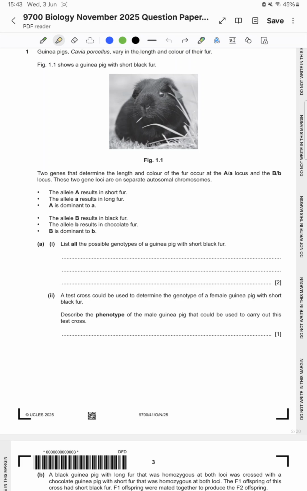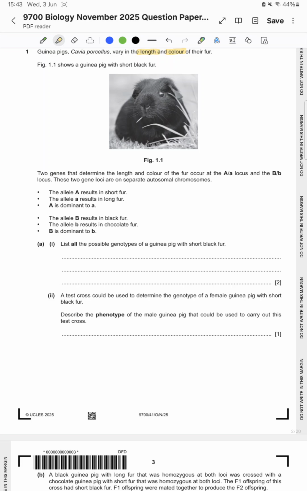So basically we are given two phenotypes. One is related to the length and the other one is related to the color. And here they have given us the alleles down here. Two genes that determine the length and color of the fur occur at the A locus and the B locus. These two gene loci are on separate autosomal chromosomes. So we can proceed with the normal dihybrid cross because it is telling us that there's no linkage or anything.